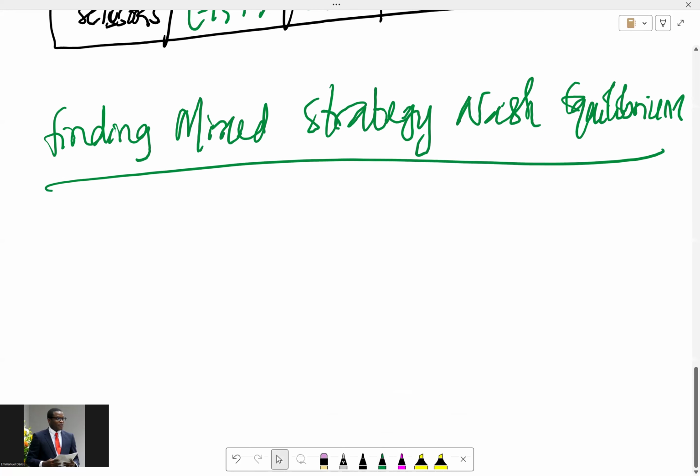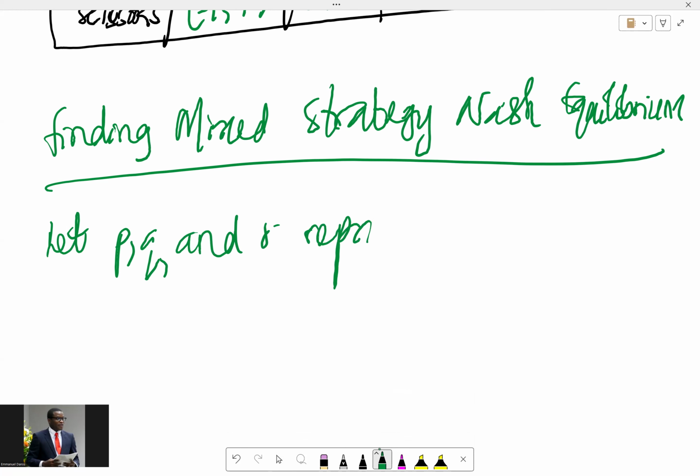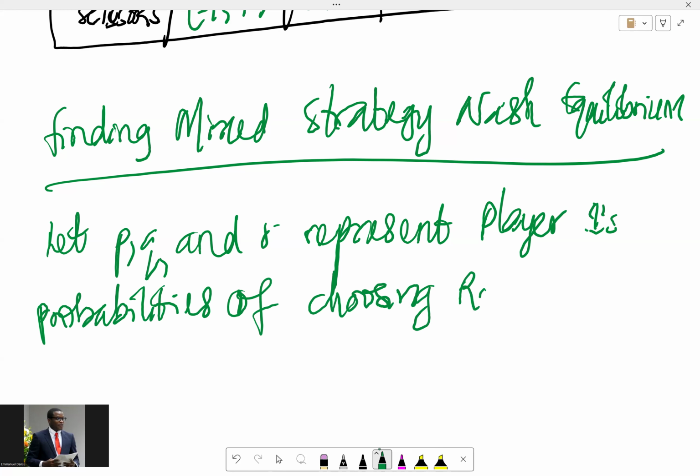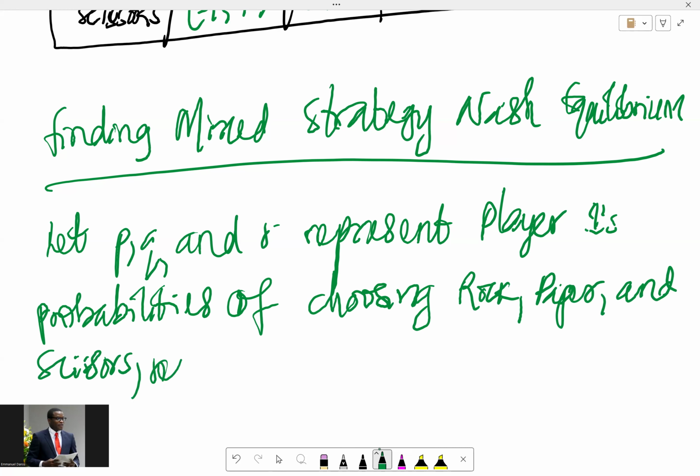Okay, so here we say let P, Q, and R represent player one's probabilities of choosing rock, paper, and scissors, respectively.